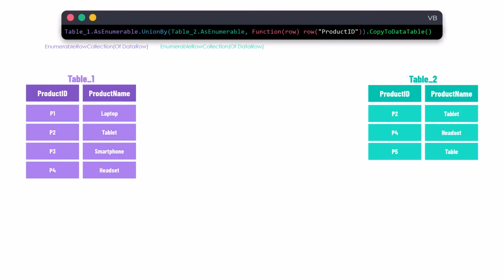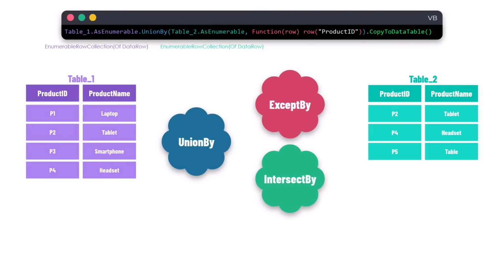So, we have two collections of the same type. This is also the difference between UnionBy and ExceptBy and IntersectBy methods. ExceptBy and IntersectBy accept two sequences of the same type, or also of different types. But UnionBy only accepts two sequences of the same type, because we use it to combine both sequences together. So, we cannot combine two sequences of two different types.